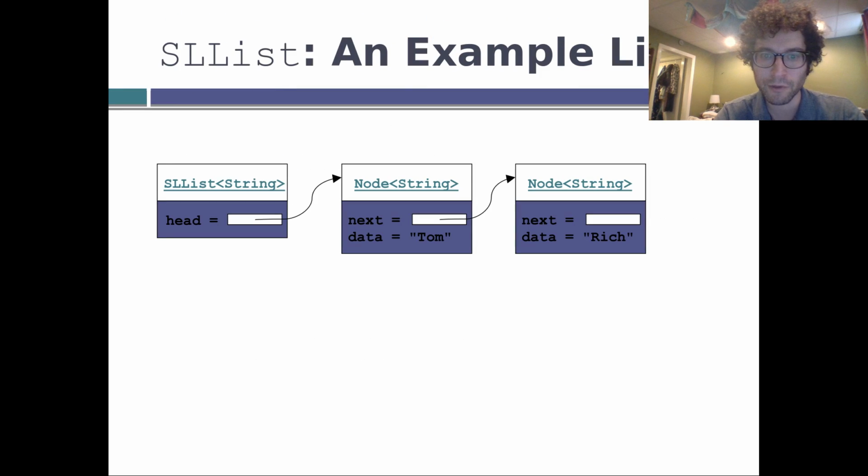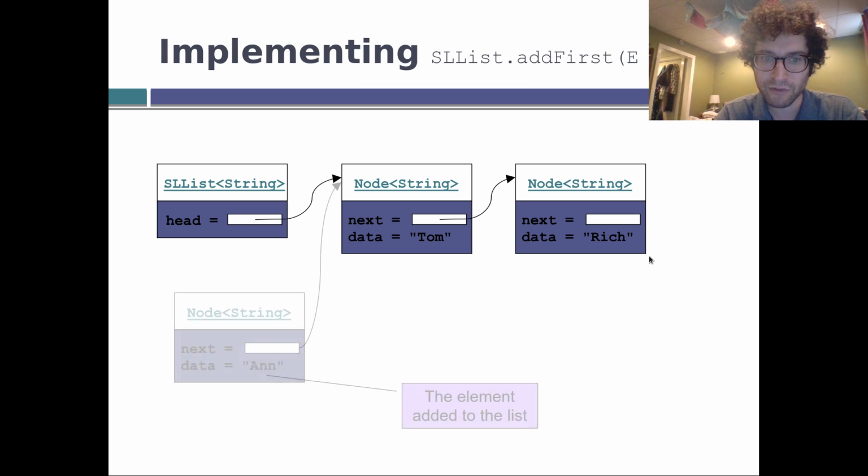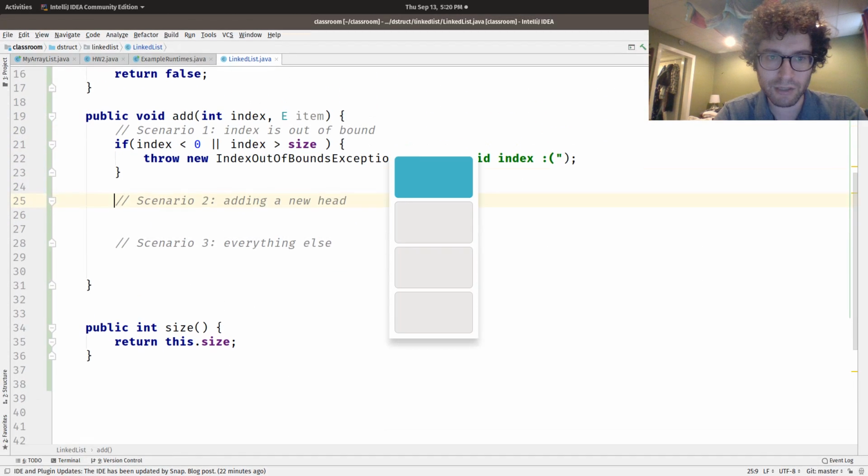Let's look at their example. We have a head, the head of the list. It has Tom in it. It holds data that points to the next node, which contains Rich. Now suppose we wanted to add a node called Ann to the list. The first thing we'd do is take Ann, attach her to Tom, and then update head to be the new head of the list. Alright, so that's what we're going to do there.